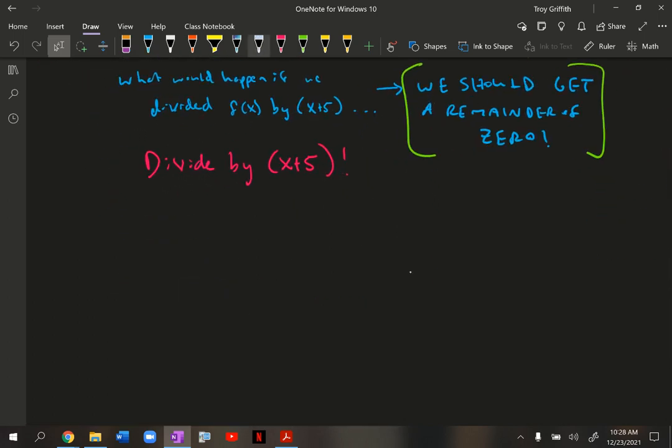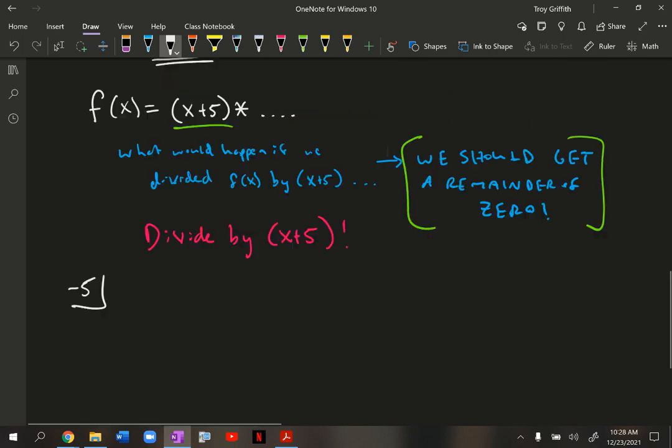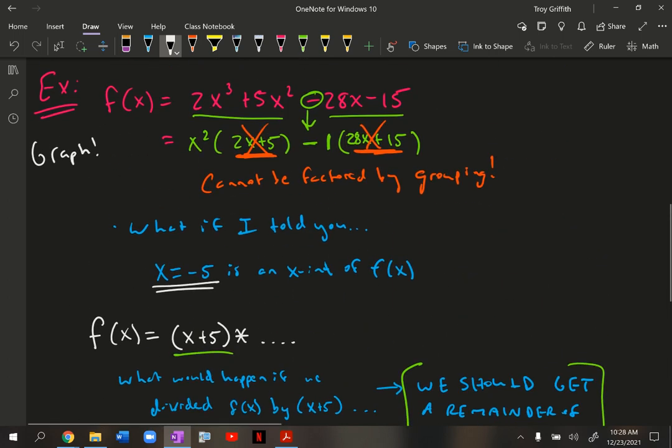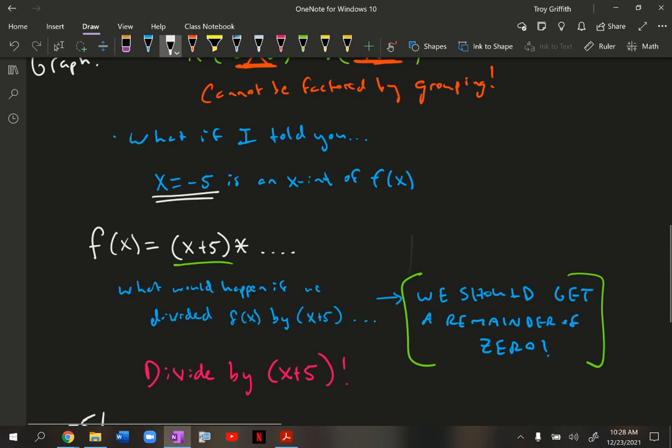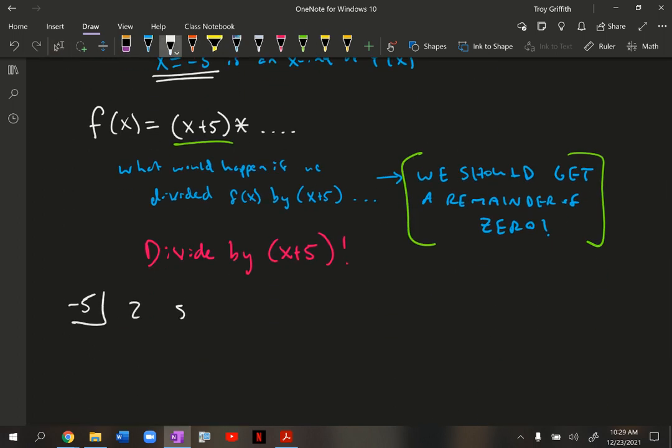So what does that mean? If I divide by x plus 5, remember that means I'm going to put a box, and I'll put a -5 in the box. And then I'm going to write my coefficients across the top. So that's going to be 2, 5, -28, and -15. Now again, I'm looking for a remainder of 0. If I don't get a remainder of 0, one of two things happened. Either you messed up your math or I lied to you when I gave you the problem. And I can assure you that I'm not going to lie to you, so if you don't get a remainder of 0, it means you did something wrong.